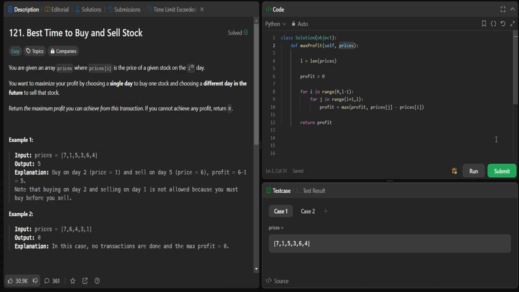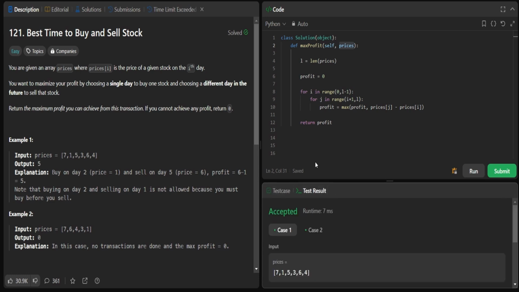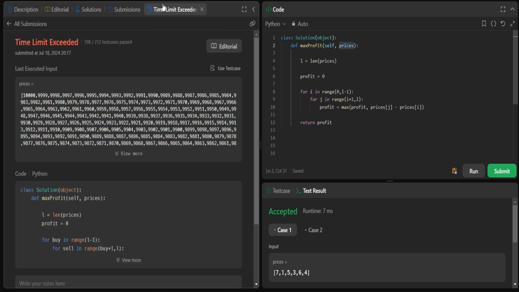If you try to submit the solution, it gets accepted for the smaller test cases, but the same solution for bigger test cases gives a time limit exceeded error. Here, our solution stopped at 198 out of 212 test cases, and thus there is a need to optimize the existing solution further. There is a more intuitive way of solving this problem in just one pass.